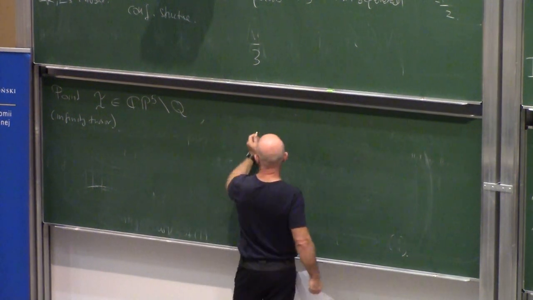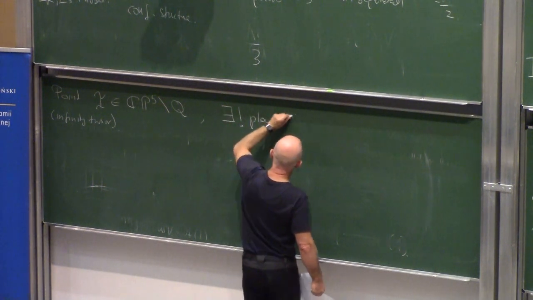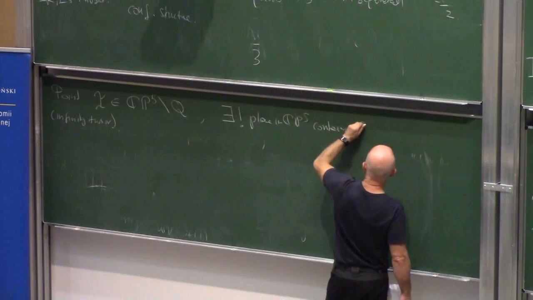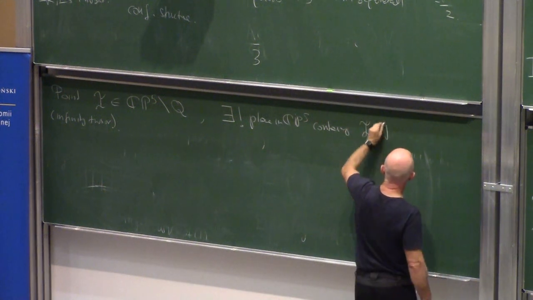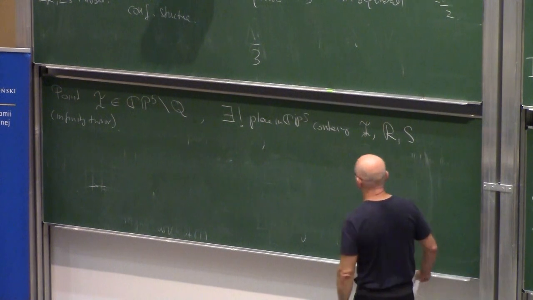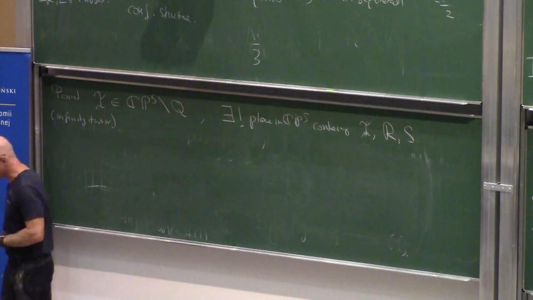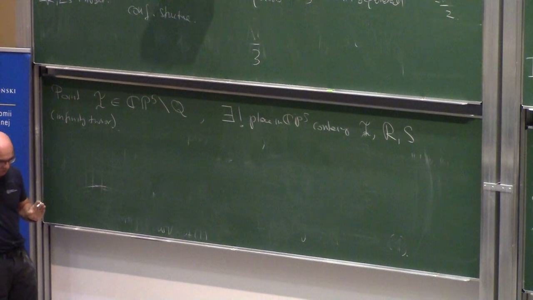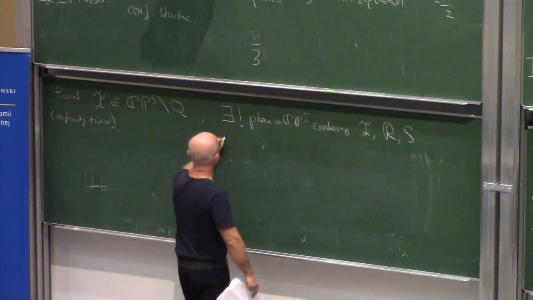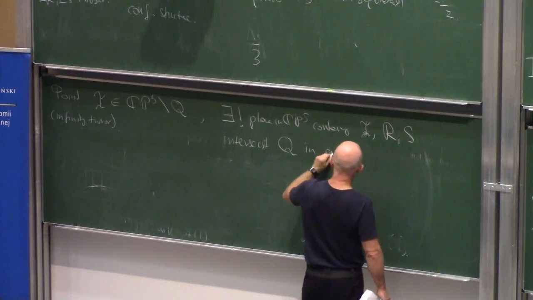Now comes some very classical geometry. First of all, there exists a unique plane in CP5 containing this point I and the two points R and S. I want to give you a distance between R and S for any two points R and S. So what am I going to do now? Good. There is this plane, right? So this plane intersects Q in a line.